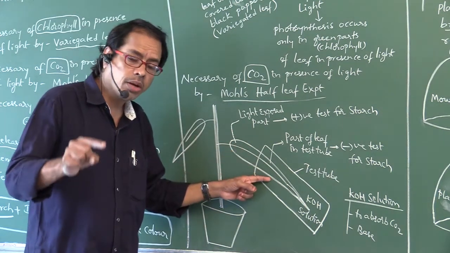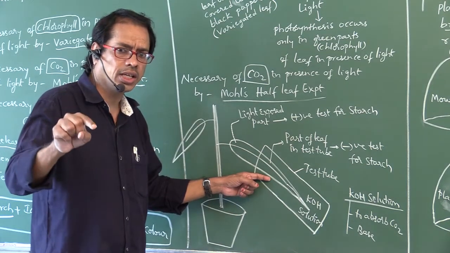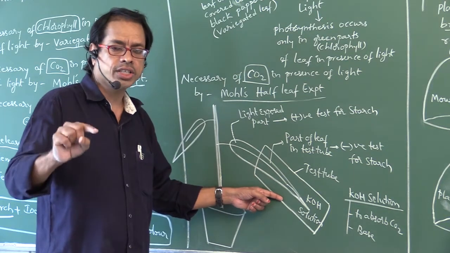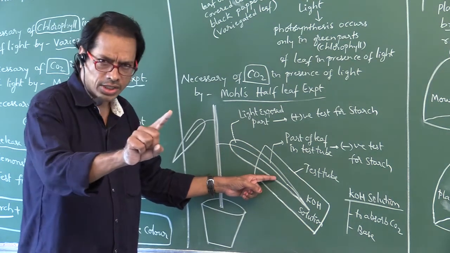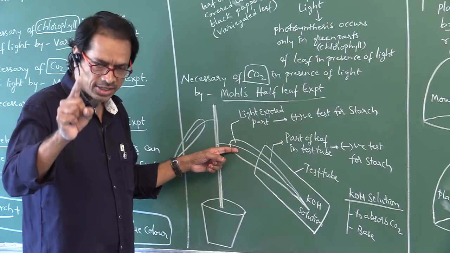The terminal part of the leaf, the part which was immersed, dipped in the test tube, will give a negative test for starch. So that means here starch is not synthesized, whereas here starch is synthesized.